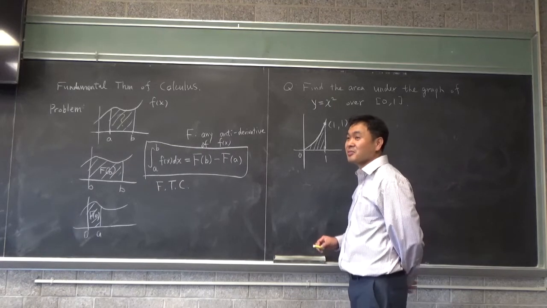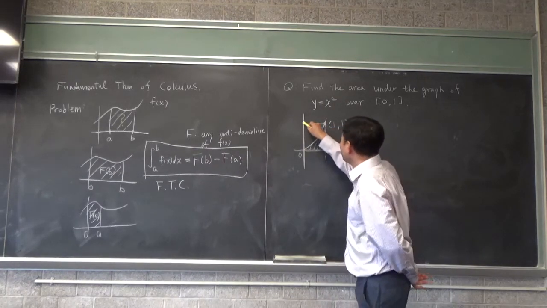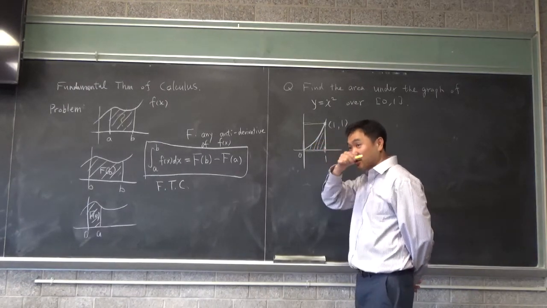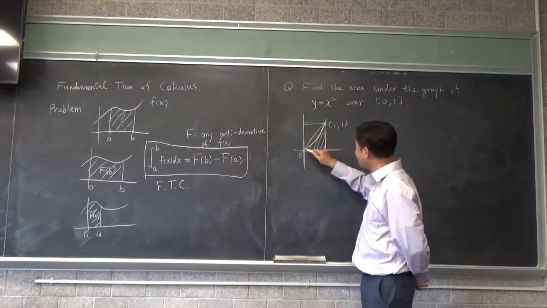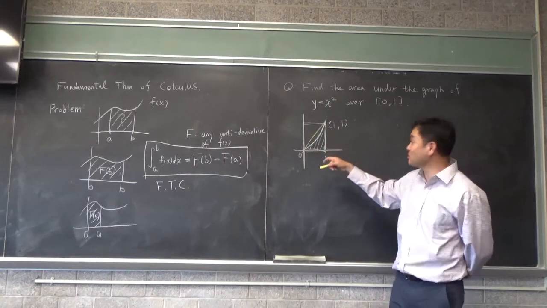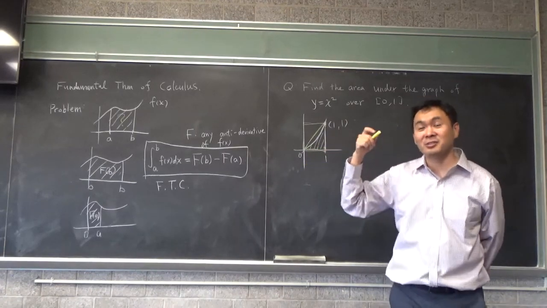Is it like if you made a rectangle and look for the whole area? This will be 1, right? But I'm claiming this should be less than 1/2. Why? It's not a straight line. If you draw a straight line, you get a triangle. What's the area of a triangle? Base times height times half, right? It's 1 times 1 times 1/2. So the answer must be less than 1/2, right?